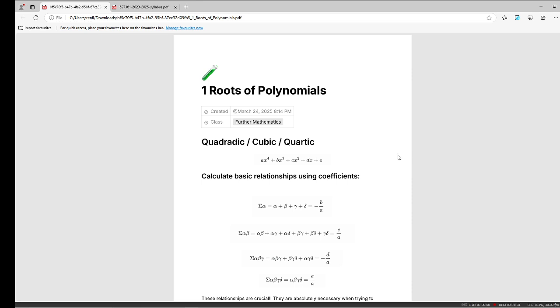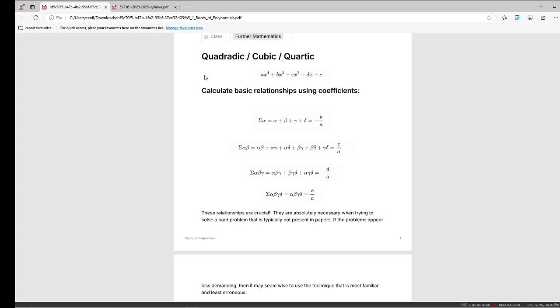So roots of polynomials, let's start off. There are basically 3 types of equations: quadratic, cubic and quartic. This is how a quartic equation looks. A quartic equation means the highest degree is to the power of 4. A cubic means the degree is 3, and a quadratic means the highest degree is 2. So a quadratic will be limited to this, a cubic will be limited to this right here, and a quartic will be limited to this entire equation.